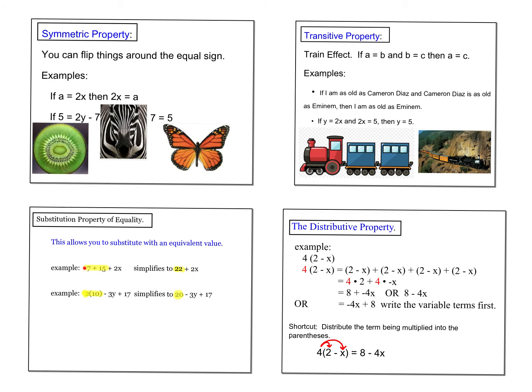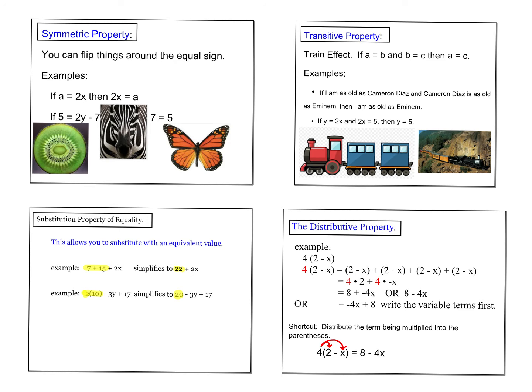Substitution. We can take out an operation and substitute with its answer. 7 plus 15, substituted with 22. 2 times 10, we can substitute with 20. That's substitution. We're taking out, replacing with an equivalent value.